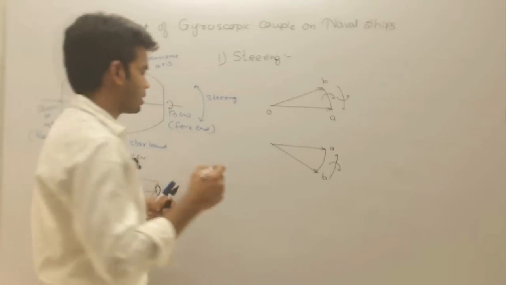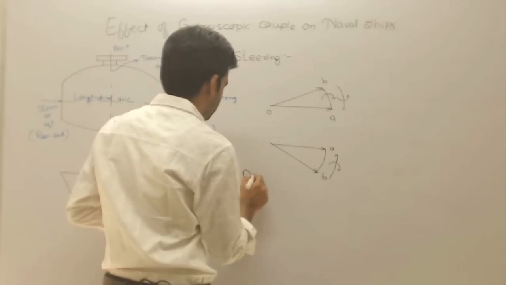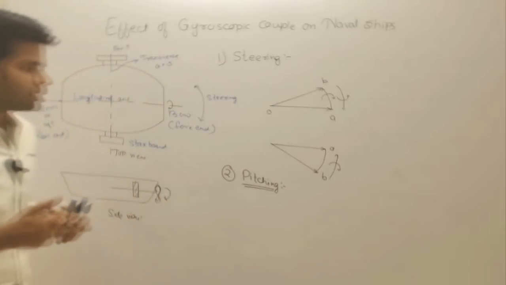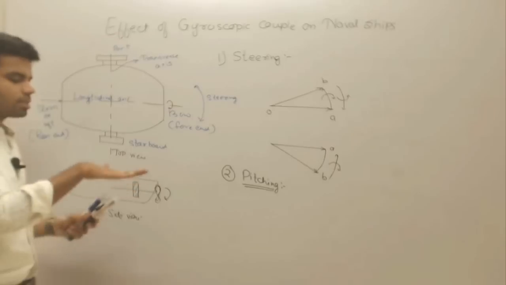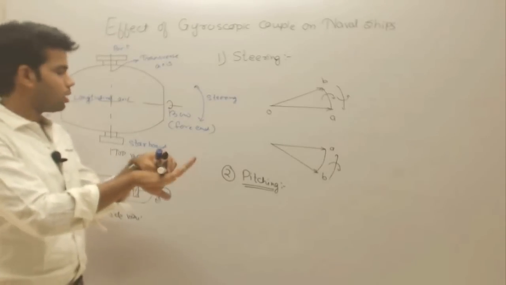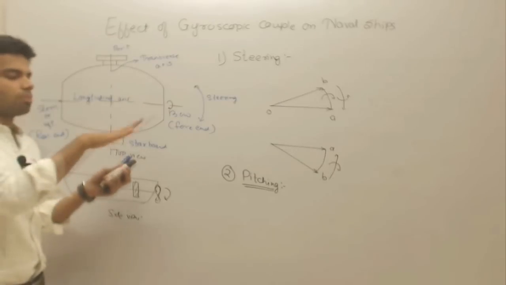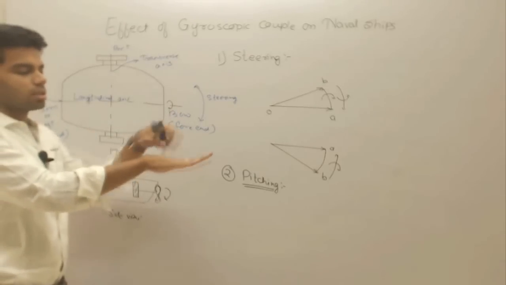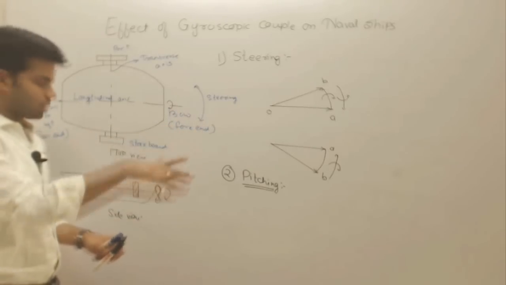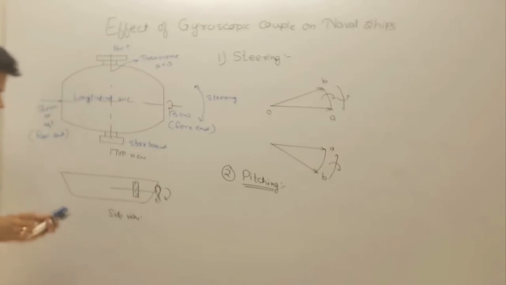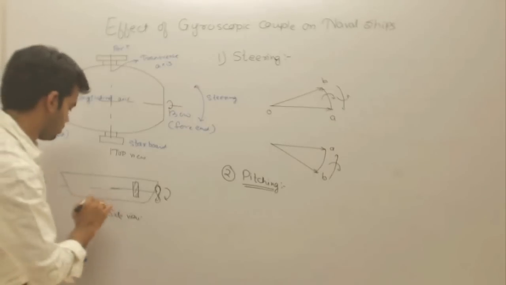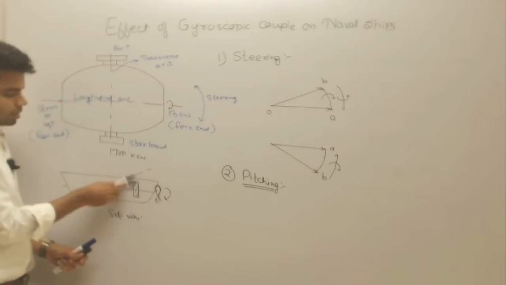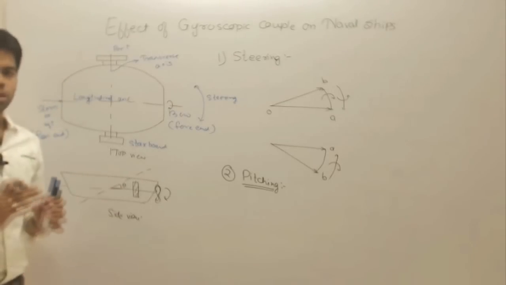phenomenon is the pitching. Now what will happen in pitching? What actually is pitching? Pitching means moving up and down about this transverse axis. When the ship moves up and down about the transverse axis, that is known as pitching, like this. Suppose this is the ship, this is the transverse axis, it will move like this. This is pitching. Okay, and this we can see from the side view. So this will move, suppose by an angle theta, like this. So this phenomenon is known as pitching.